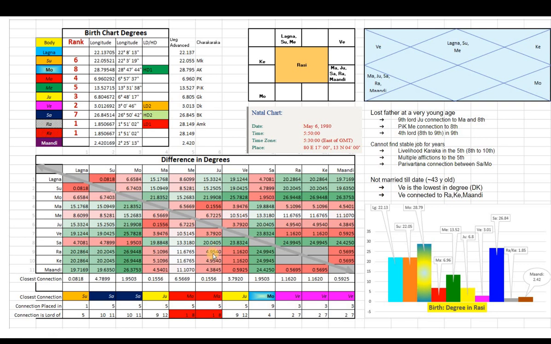This will be red if it is Rahu, Ketu. Even Rahu, Ketu in this case are quite close. That's why these are red. But they are at least 4 degrees away. But Mars is very, very close. And Mars is the 8th lord.